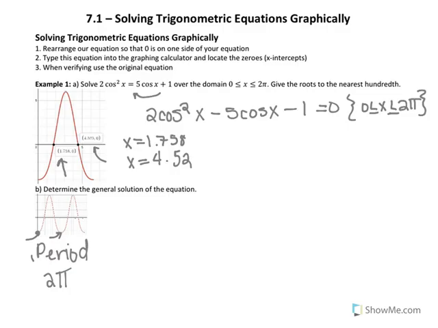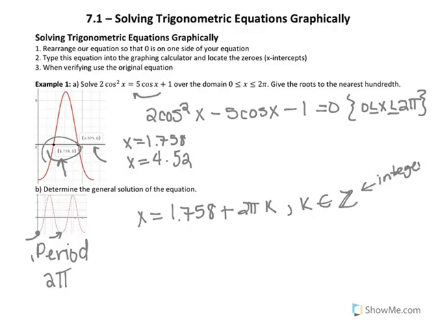So we want to do a general solution for this. So we have two different answers. We have this one on the way up. So it could be 1.758 plus 2 pi times k. So we add a cycle and multiply it by k. And k is an element of, we want an integer, so let's go Z. Z means integers. So there is our general equation for that.